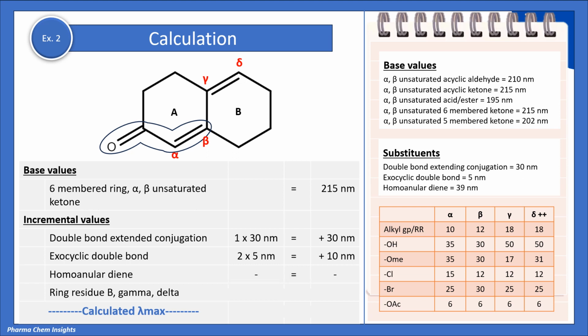Let us see the ring residues. Here the value of ring residue depends on its position. So the first ring residue which is next to beta will have a value of 12 nanometer. Then the next is gamma. It will have a value of 18 nanometer. And the ring residue which is next to the delta carbon will have an increment of 18 nanometer. So total we have 48 nanometer. By adding all these values, we have the lambda max or absorption maxima for this compound as 303 nanometer.